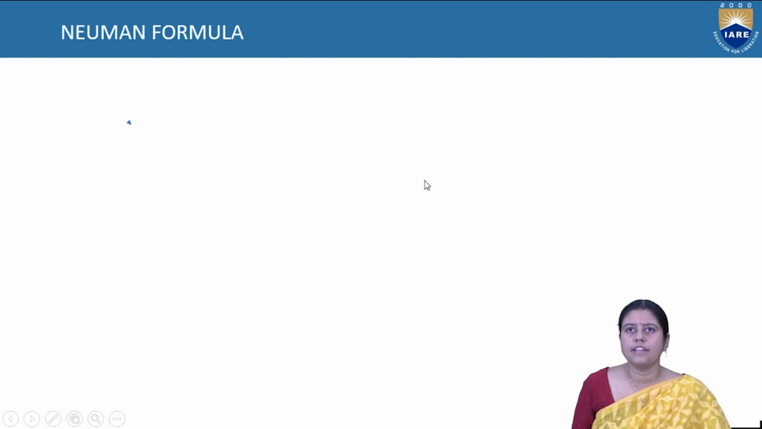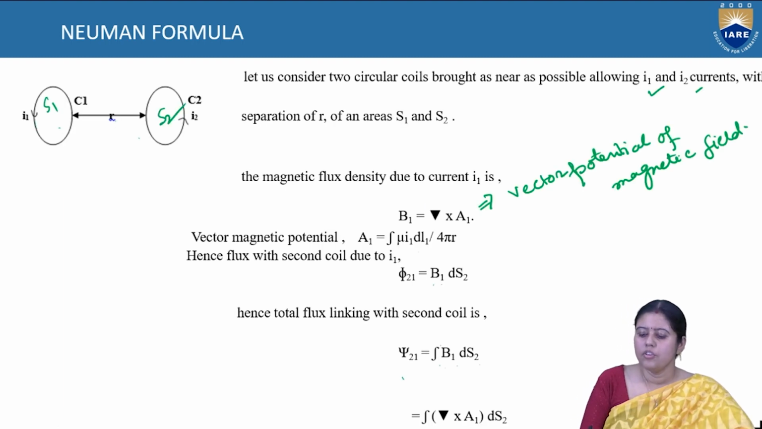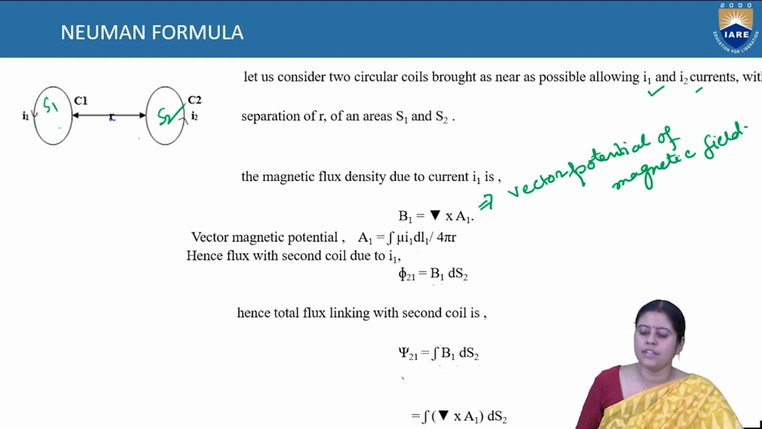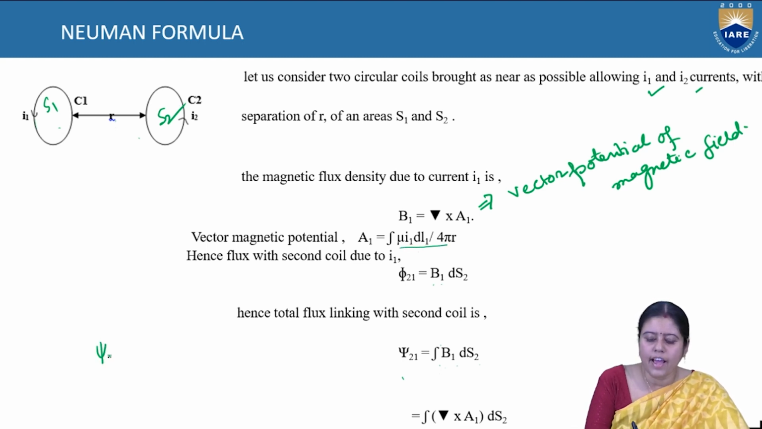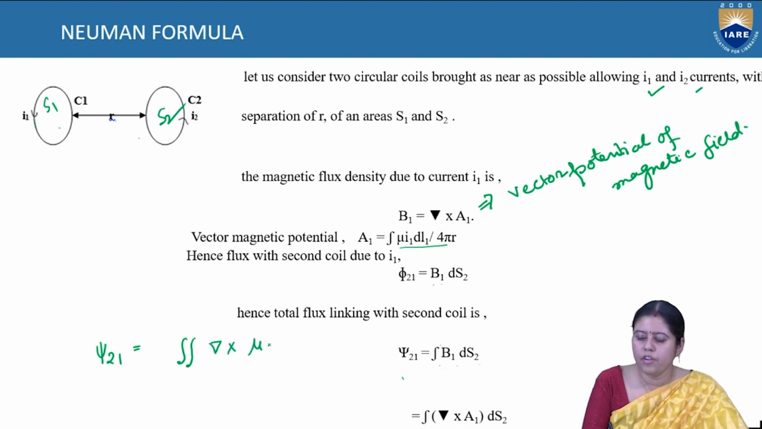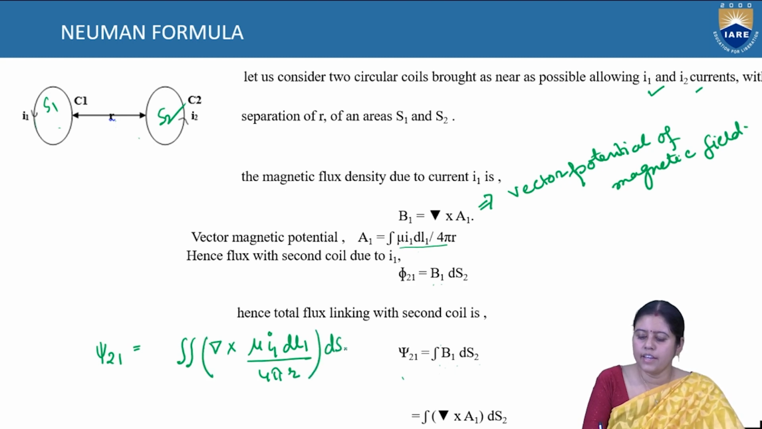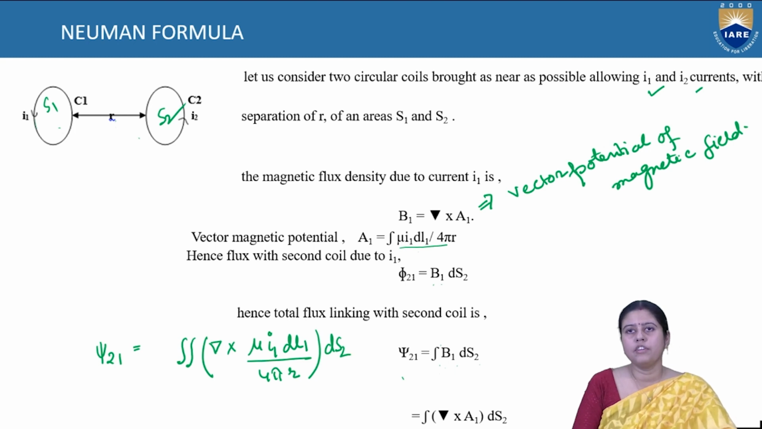So we can also write, what is the value of A1? A1 is the integration of mu I1 dl1. So we can write psi 21 is equal to the double integration of curl of mu I1 dl1 by 4 pi r into ds2. So we got the double integration.